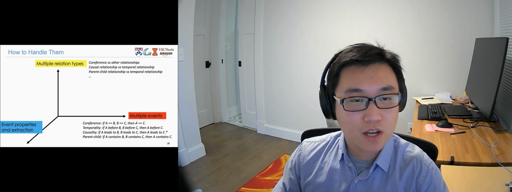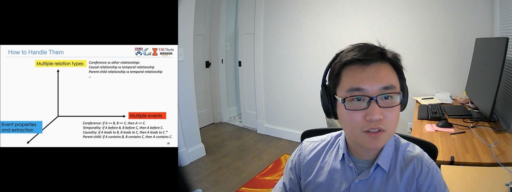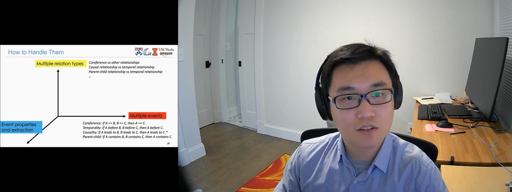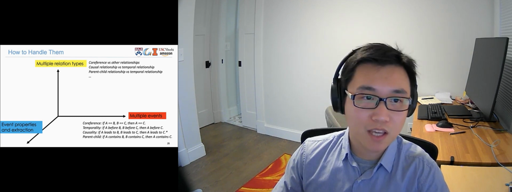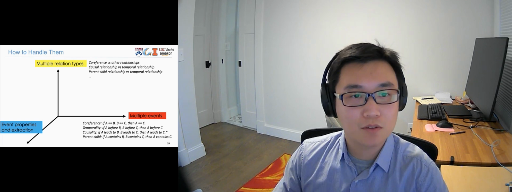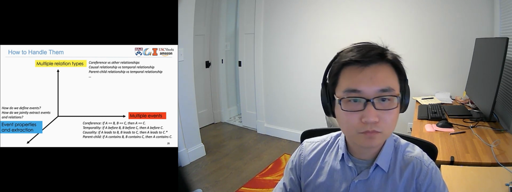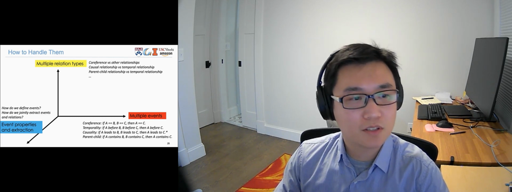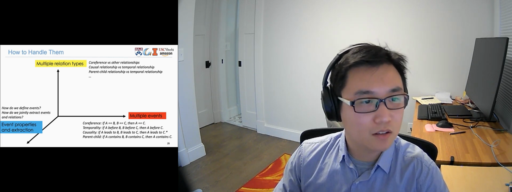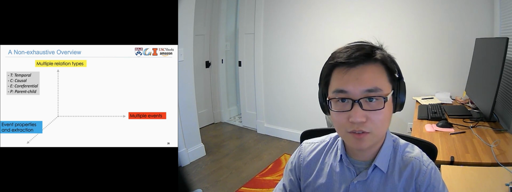Regarding multiple relation types, people have to consider their connection across different types of relations. For instance, the implication of coreference on other types of relationships, the implication of causal relationship on temporal relationship, and also parent-child relationship versus temporal relationship, so on and so forth. And regarding event properties and extraction, people typically handle two questions. One is how do we define events? Two is how do we jointly extract events and relations?